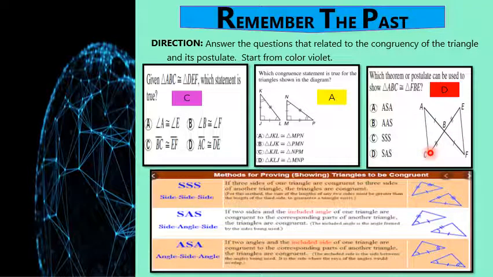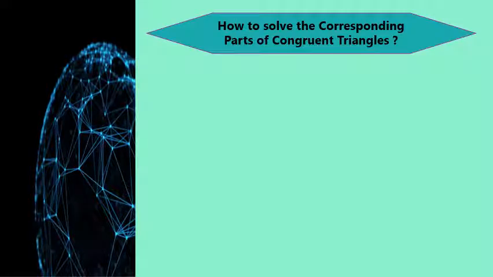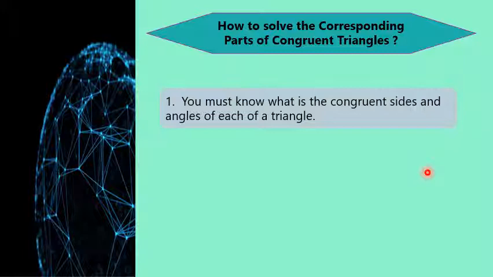The methods for showing triangles to be congruent are the three usually used for solving the congruency of triangles. So you must know the congruent parts, the sides and angles. How to solve the corresponding parts of congruent triangles. First step, you must know the congruent sides and angles of each of the triangles. So, for example, angle L is congruent to angle M, then line segment BC congruent to line segment AD. So there needs to be congruent sides and angles.